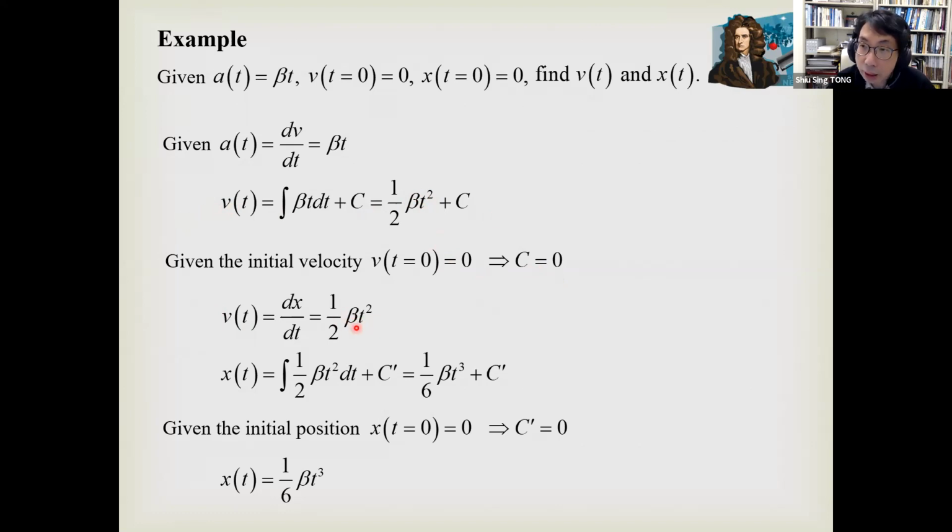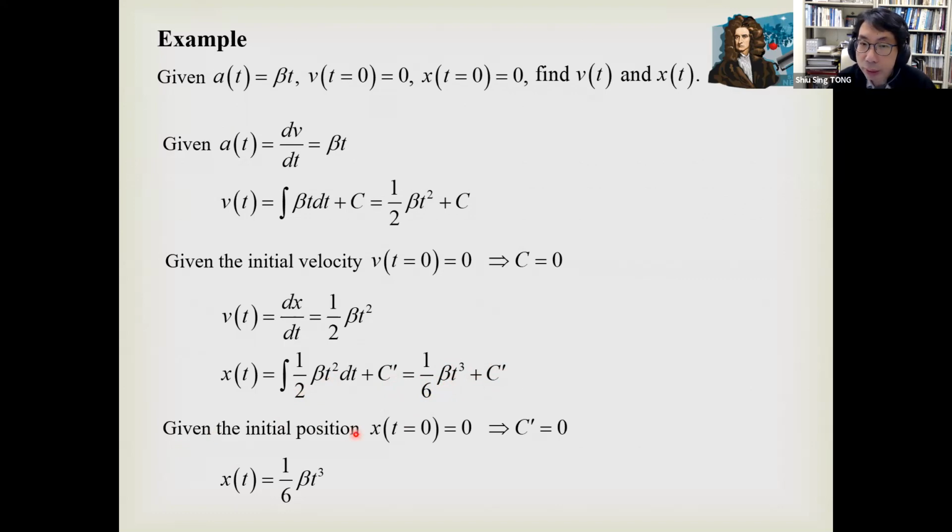But the velocity can be expressed in terms of dx dt. So now we have another differential equation to be integrated. Integrating once more, we get the position as given by this expression. Integrating t squared will give me t cubed divided by 3. So together we have 1/6 beta t cubed, and we have another integration constant c prime.